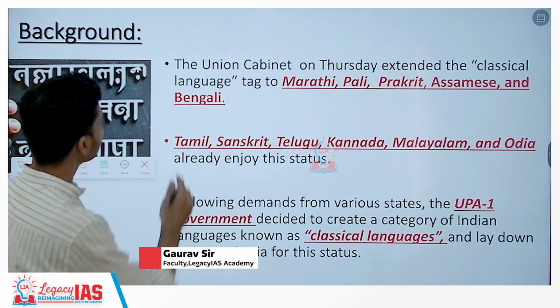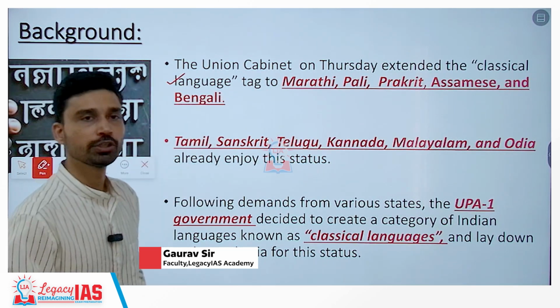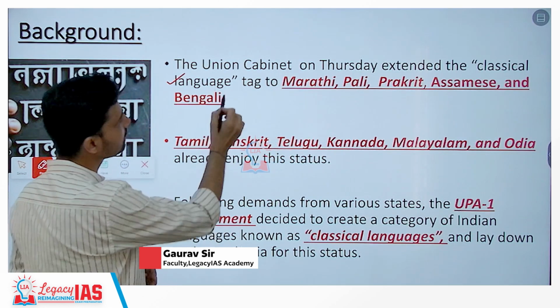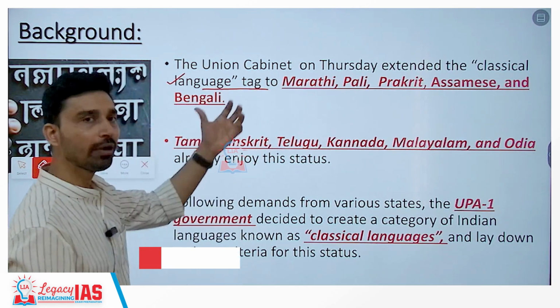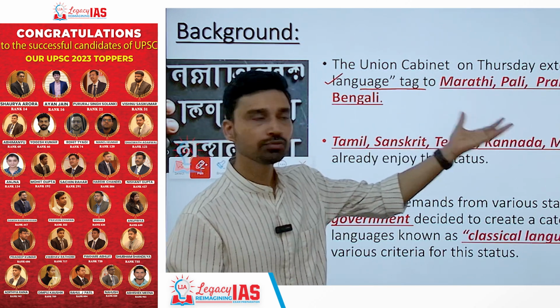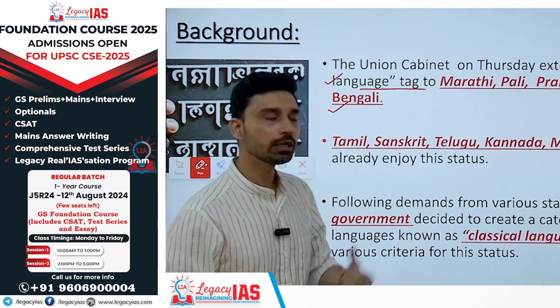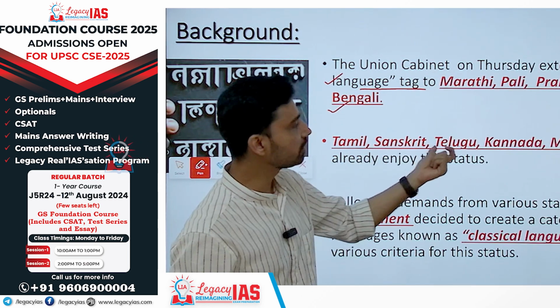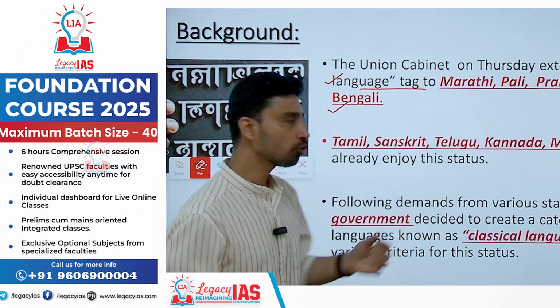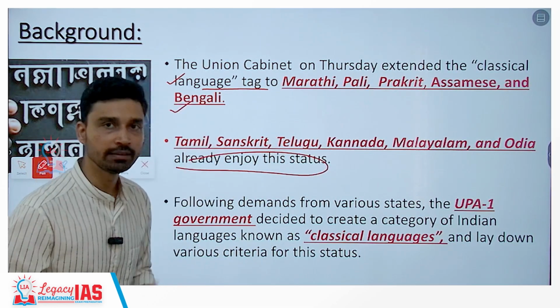So first of all, to give you the background of this particular issue, the Union Cabinet recently has extended the classical language tag to overall 5 new languages. These are Marathi, Pali, Prakrit, Assamese as well as the Bengali language. Before that, there were other languages such as Tamil, Sanskrit, Telugu, Kannada, Malayalam and Odia which already were enjoying the classical language status in India.